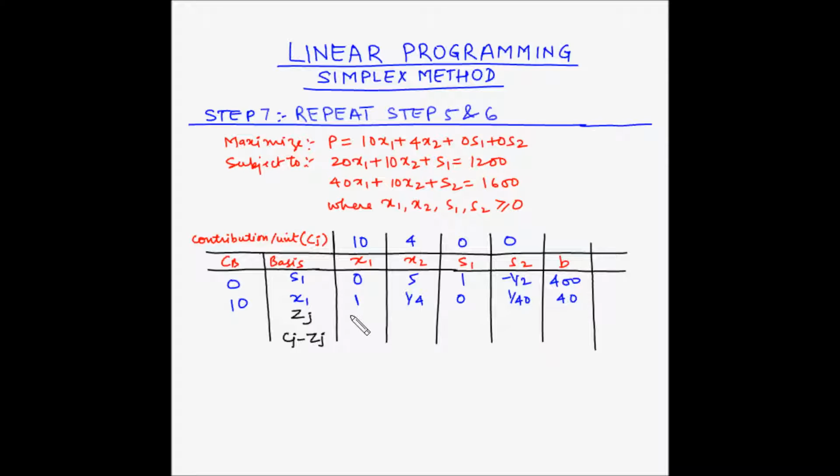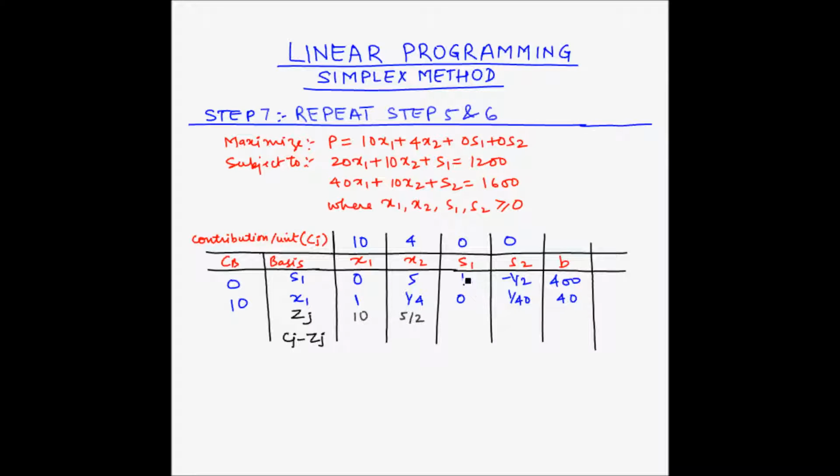Now in this step we will simply calculate the value of zj for each of these columns, and the way to calculate is first multiply the cb value with the corresponding value in the jth column and then add all those products that we obtained. So 0 multiplied by 0 is 0 and 10 multiplied by 1 is 10. So 10 plus 0 is 10. Similarly for x2, 0 multiplied by 5 is 0 and 10 multiplied by 1 by 4 is 5 by 2. So 0 plus 5 by 2 is 5 by 2. So let's note that down.